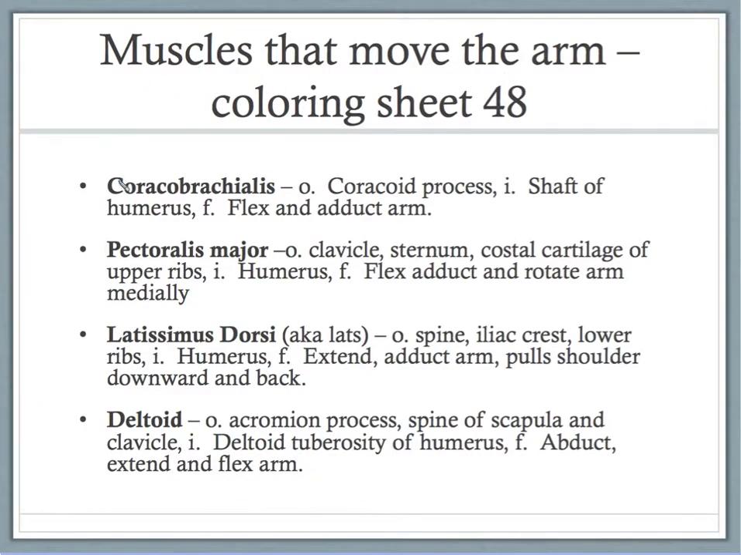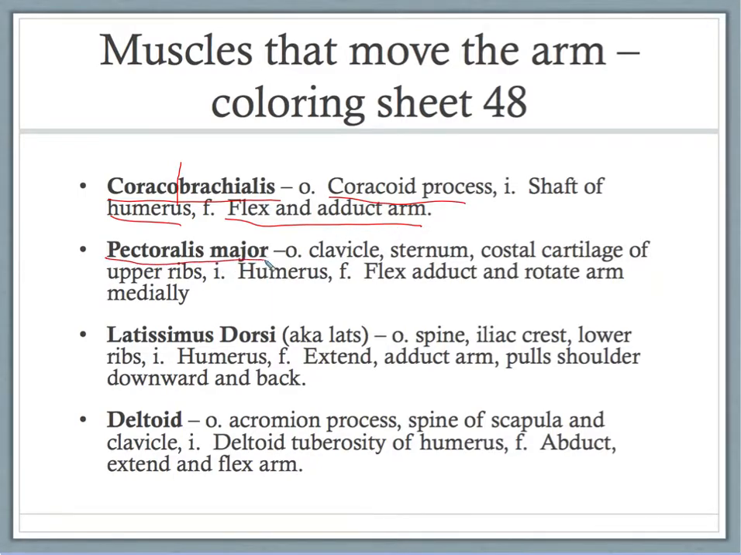First we have your coracobrachialis. Coraco refers to the coracoid process. Brachialis refers to the brachium or the humerus. So it originates at the coracoid process and inserts on the shaft of the humerus. When it does so, the only thing it can do is flex and adduct the arm. So it can bring it up, raise it, and flex it, or it can adduct it, pull it closer to the midline.